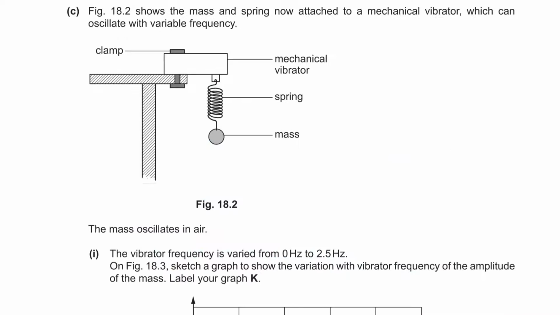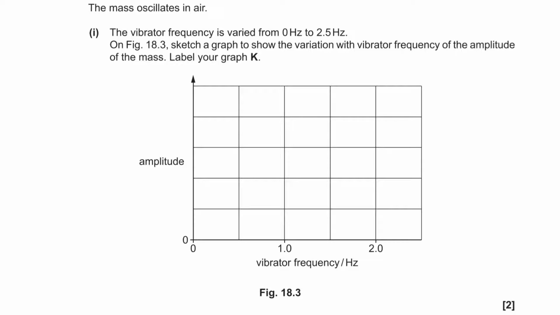Okay, we have it attached to a mechanical vibrator. It can oscillate with variable frequency. So the vibrator frequency is varied from that, so that we know that the resonant or natural frequency is 1.4 hertz. We're being asked to show the variation with vibrator frequency of the amplitude of the mass. Right, we know that we have the max amplitude when the driving frequency is the same as the resonant or natural frequency. So 1.4 is 1, 2, 3, 4.